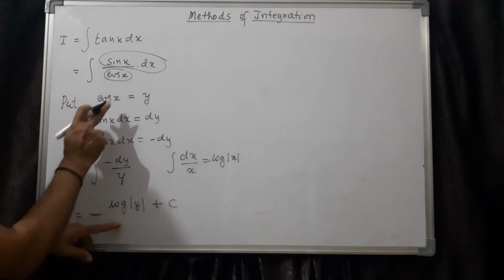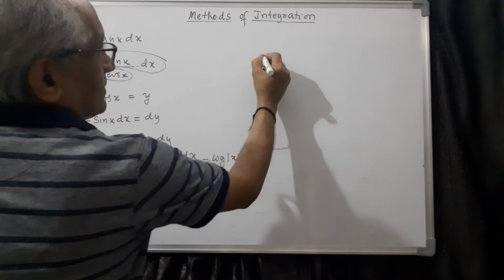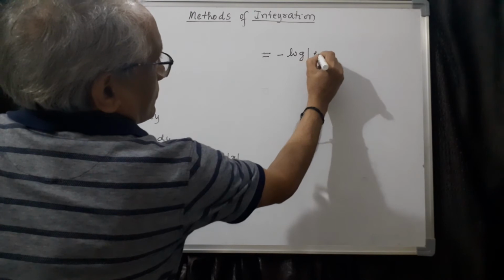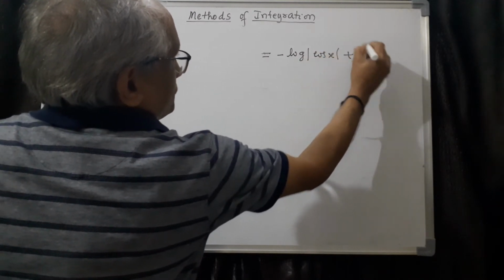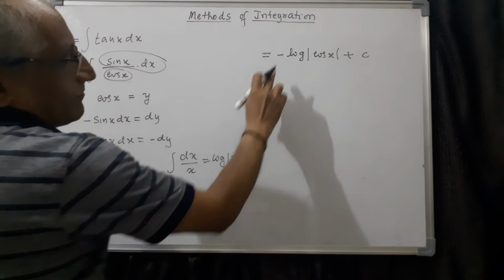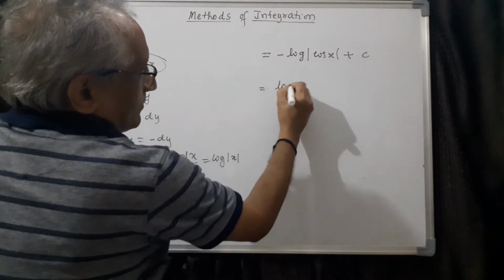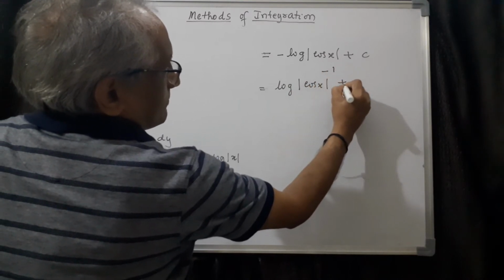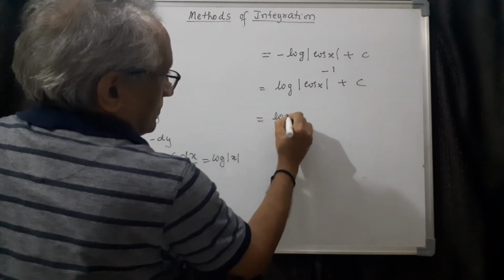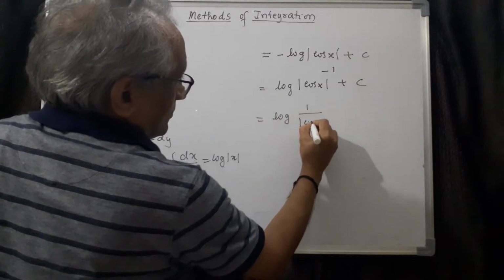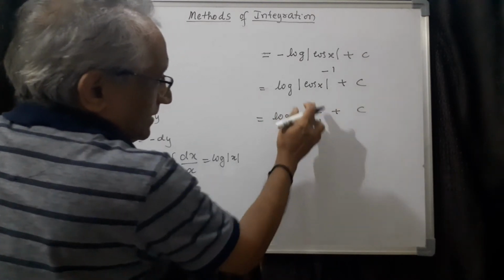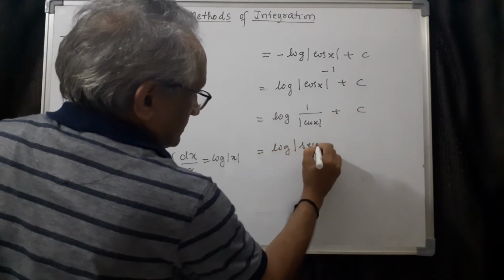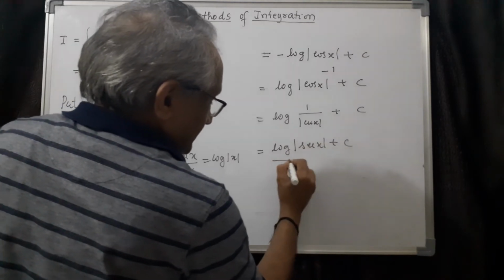So now what is y? y is cos x. Therefore I can write, I will continue here, this will be equal to minus log of mod cos x plus c. But you know, the minus can be taken inside by the property of log: log of mod cos x to the power minus 1 plus c. This is log of 1 by mod cos x plus c. 1 by cos x is secant, therefore definitely we can write log of mod secant x plus c. So this is the formula.